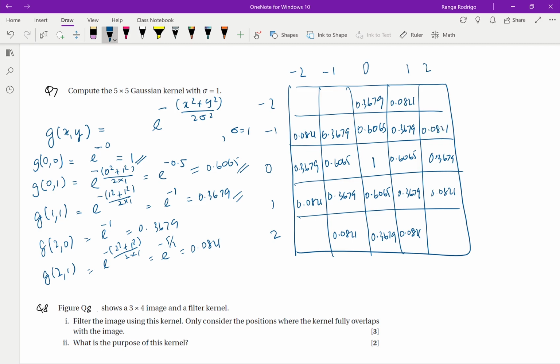And finally you have only 4 numbers to be put. G(2,2), 2 squared plus 2 squared divided by 2. That means e to the power of minus 4. You would get 0.0183.